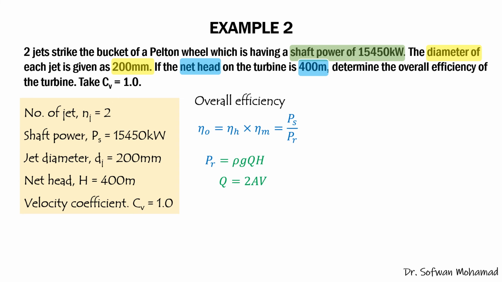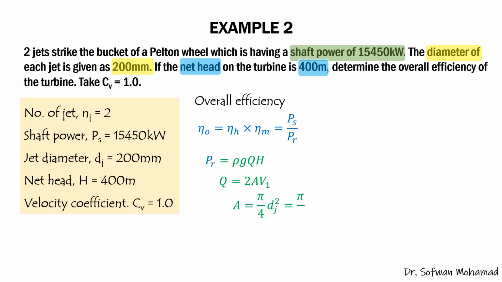So we calculate the flow rate using the total flow rate by two jets. AV will give you flow rate, but we have two jets, so we have to multiply the flow rate with 2. So Q, in this case, the total flow rate will equal to 2AV1.